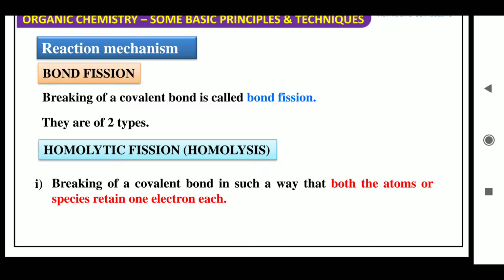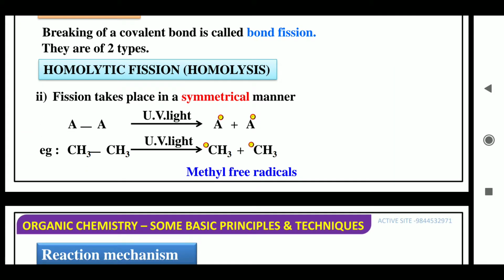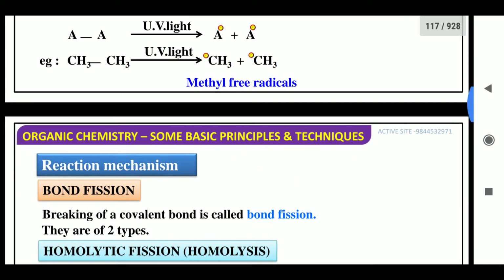Homolytic fission is the breaking of a covalent bond in such a way that both the atoms or species retain one electron each. Here you can see I have given an example of the symmetrical way of homolytic fission. Suppose I have taken an A2 molecule, for example ethane. Ethane has two methyl groups. When it undergoes fission, there will be formation of methyl free radicals, and both the methyl free radicals are identical to each other.